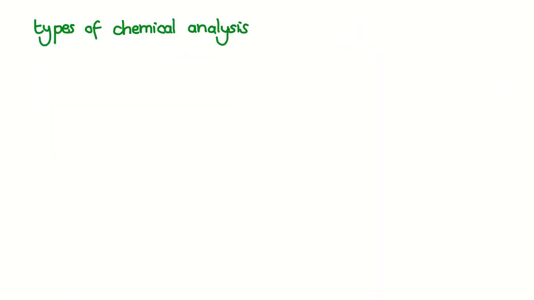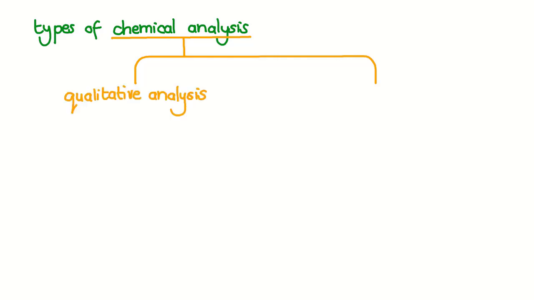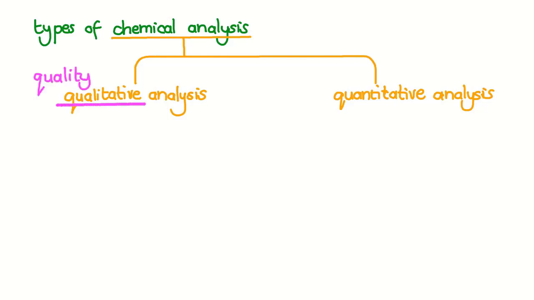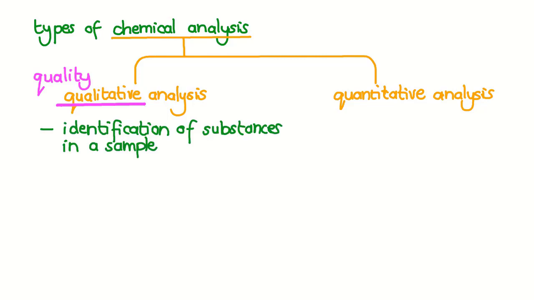Now let's have a look at types of chemical analysis. We can analyze the chemical substances or analytes in a sample in two ways: qualitatively or quantitatively. Qualitative analysis, coming from the word quality, is the identification of substances in a sample. In other words, identifying what constituents the sample is composed of, which elements or ions or compounds or what mixture of these is the sample composed of.